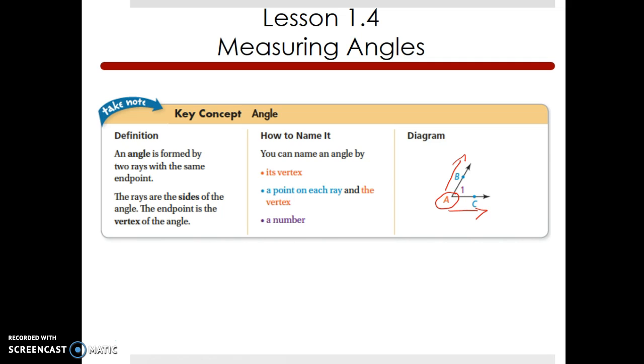There are three ways to name an angle. The first way is by its vertex, so this would be angle A. The second way is a point on each ray and the vertex, so angle BAC or angle CAB. It doesn't matter what direction you're going. And the third way is by the number, so that is angle 1.